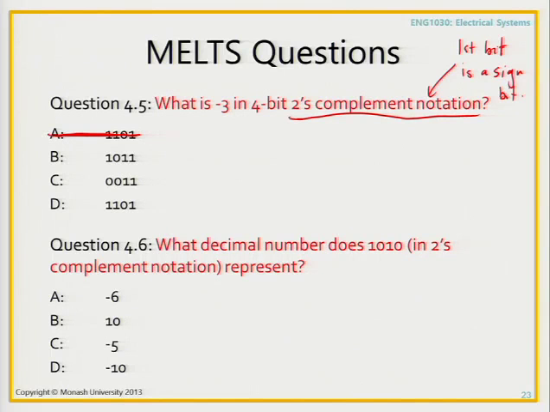All right, I'm very encouraged to see that people are not answering C. And why would I be encouraged to see that you're not answering C? Yeah, that's positive 3, right? And also the first bit is a 0, which represents that the number represented by C is a positive number. So clearly this negative 3 is not going to be represented by anything which has a 0 at the beginning. But that still leaves you with two choices.